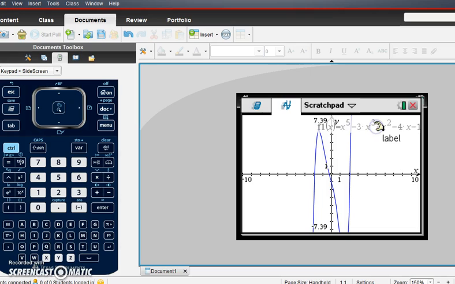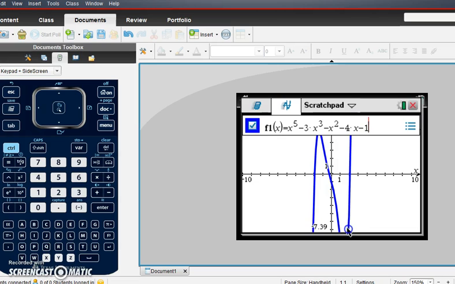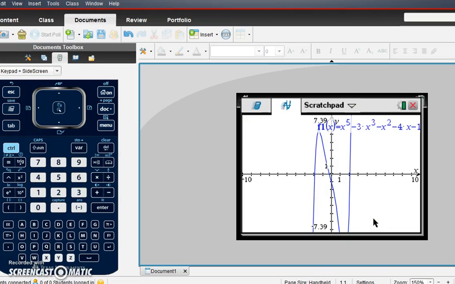Okay. And there is my graph. Now I can't see the bottom of the graph, but that's okay. I don't really need it. All I need to know are the three places where it crosses the x-axis, the x-intercepts. I can see it crosses here, here, and here. So I'm going to use my graph to find those points.